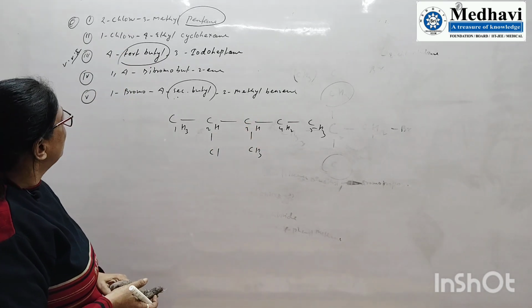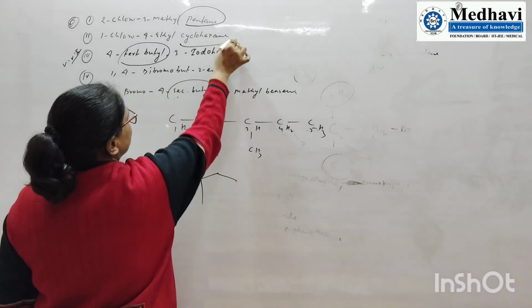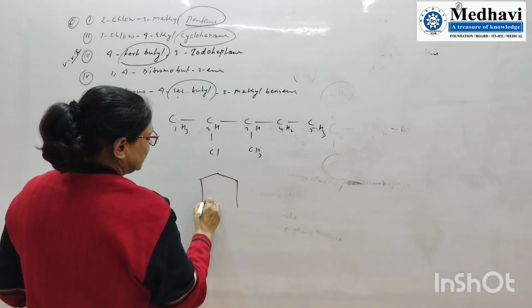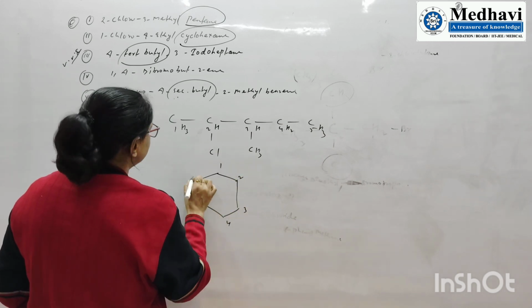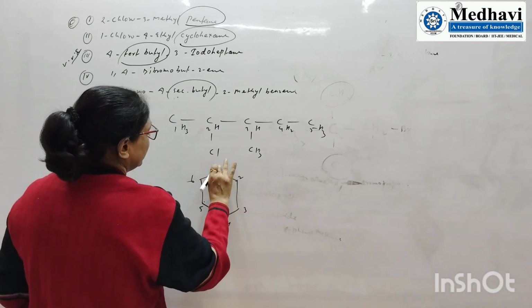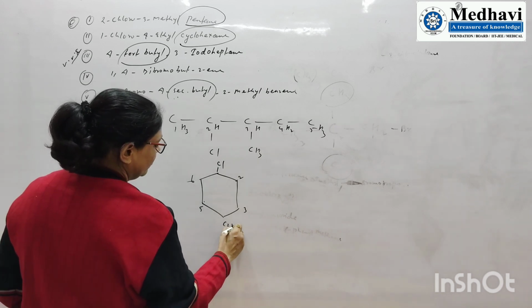Second one is 1 chloro, 4 ethyl cyclohexane. Last part is going to be important. Cyclohexane. This is the cyclohexane. 1, 2, 3, 4, 5, 6. 1 chloro. So here you write chloro. 4 ethyl. So here you write ethyl, C2H5.